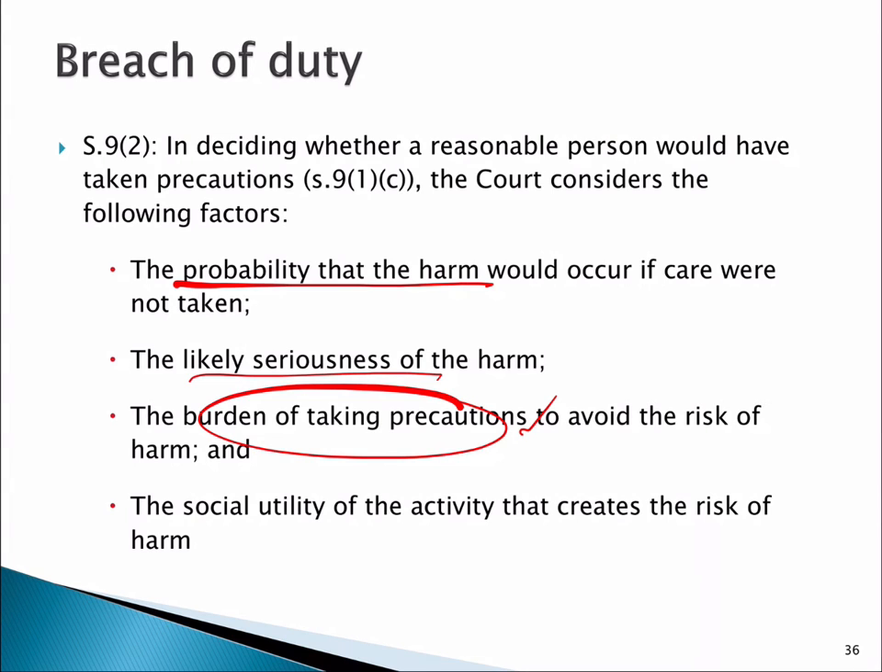Okay, so we can see here that the courts are willing to look at how hard it is for the defendant to have actually taken the precautions. The harder it is to take precautions, the less likely a reasonable person would take those precautions. The final factor we look at is the social utility of the activity. So the courts are also willing, as a matter of policy, to say, sometimes we're going to say that a reasonable person wouldn't have taken precautions if overall society would be better off if they didn't take those precautions.